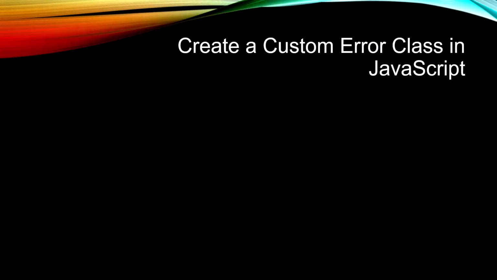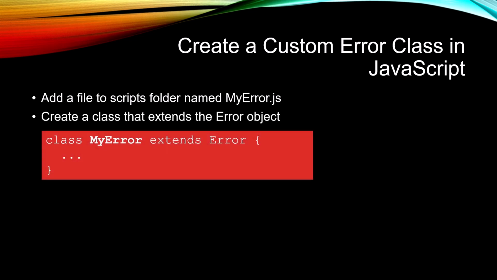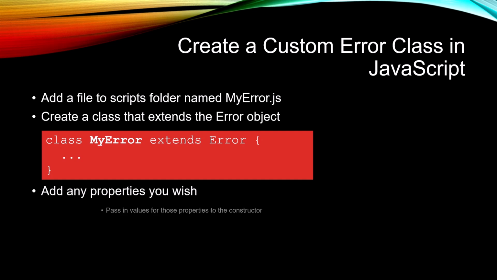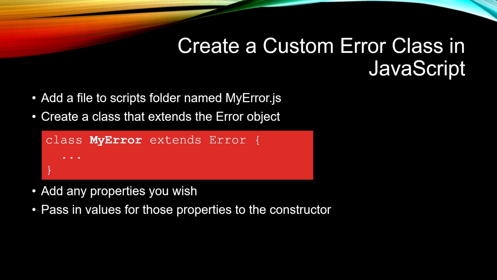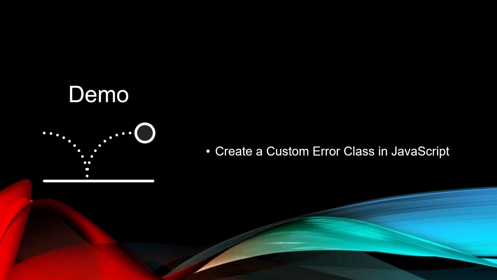Let's take a look at creating a custom error class in JavaScript. So I'm going to add a file to a scripts folder, and I'm going to name that file myerror.js. What I'm going to do is create a class in here that extends the Error object in JavaScript. We can then add on any properties that we wish, and we can pass in any values for those properties to the constructor. So let's create a custom error class in JavaScript.